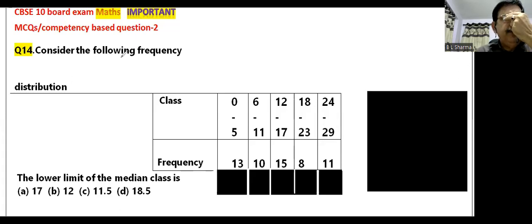Consider the following frequency distribution table and find the lower limit of the median class. The class interval is given. First of all, you have to see that this class interval is not continuous: 0 to 5, then 6 to 11. मीडियन और मोड के लिए हमें क्लास इंटरवल को कंटिन्यूअस बनाना पड़ेगा for the lower limit of the median class और मॉडल क्लास. तो पहले देखिए इसका कम्युलेटिव फ्रीक्वेंसी बनाते हैं हम यहाँ पे.